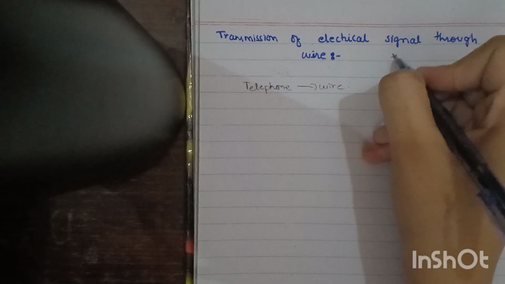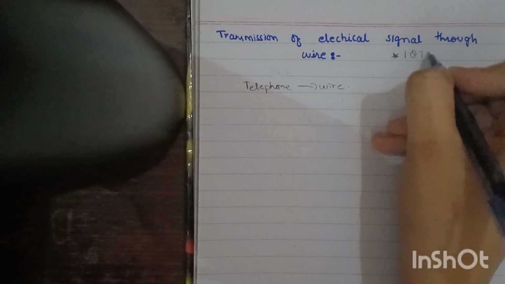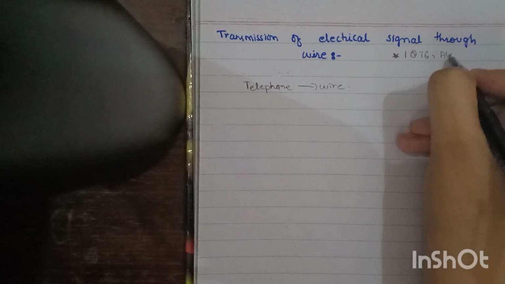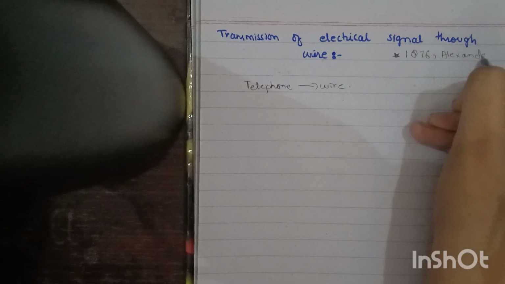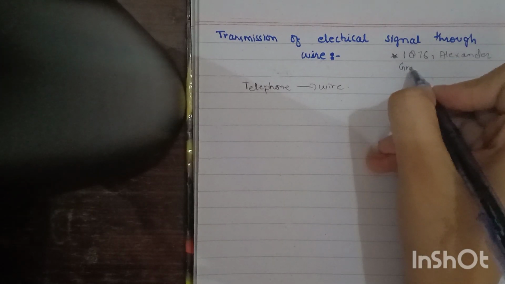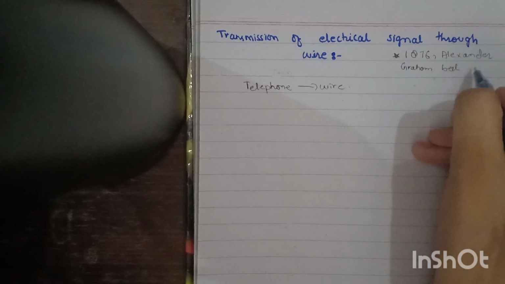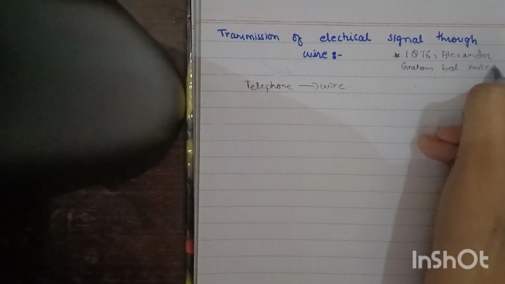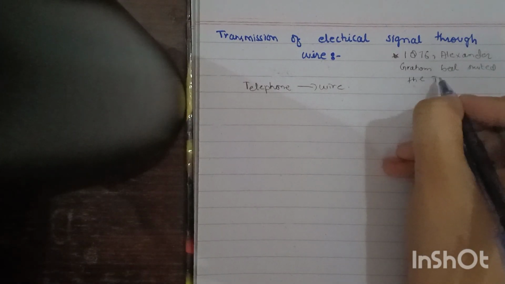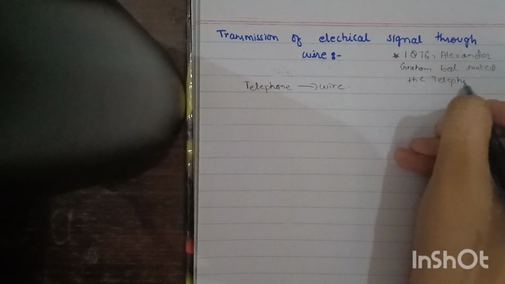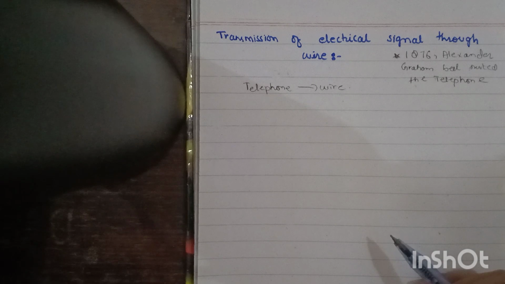First of all, I want to give you the information that in 1876 the scientist Alexander Graham Bell invented the telephone. So it was basically the invention of Alexander Graham Bell.